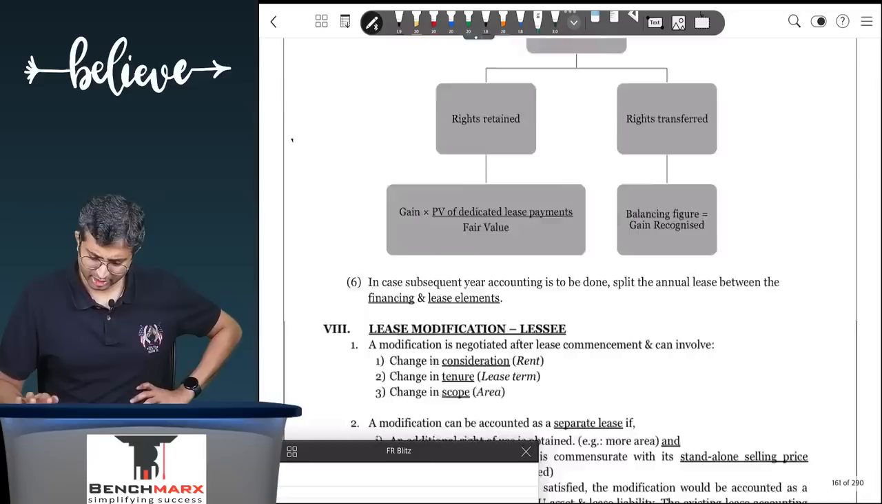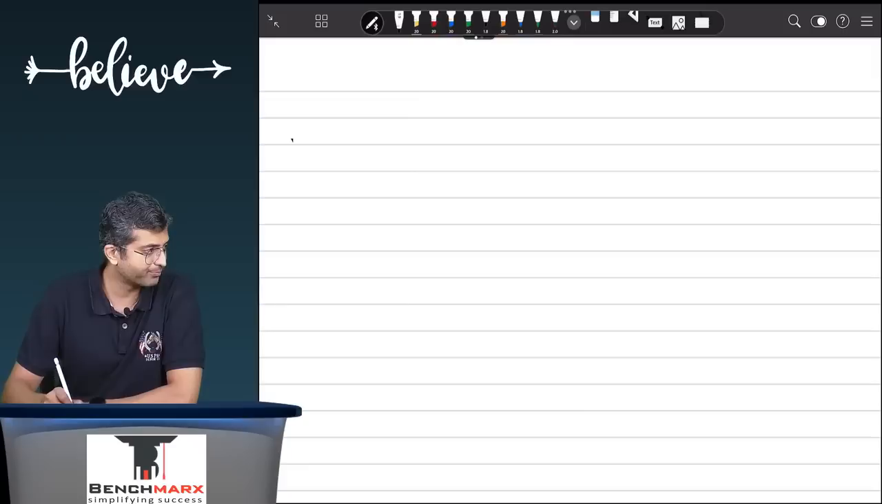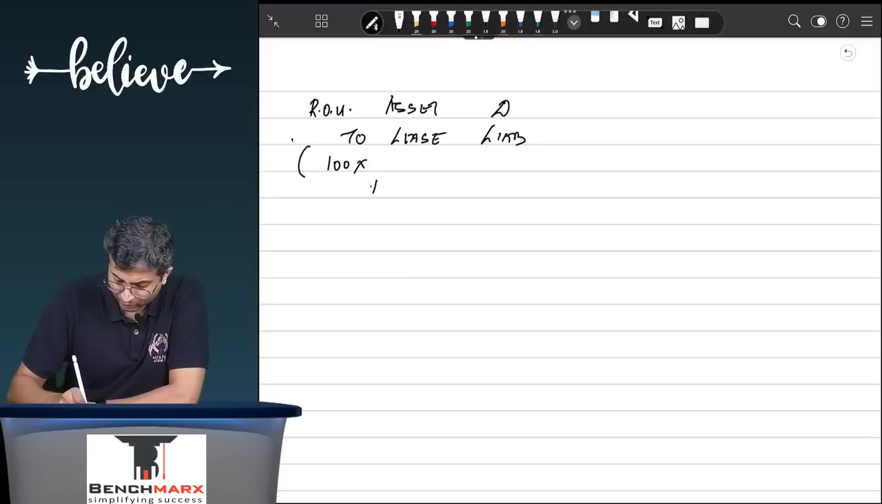Lease modification theory is there, and then there is lease remeasurement. We'll first discuss lease remeasurement. What do you mean by lease remeasurement? So over here, in case of a lease remeasurement, you have a lease liability. For example, you had our standard example where you had an ROU asset and a corresponding lease liability, where you had a lease term of 5 years and you had recognized it at the present value.